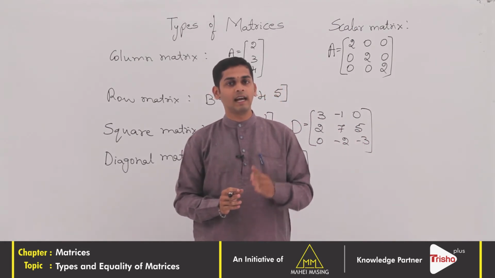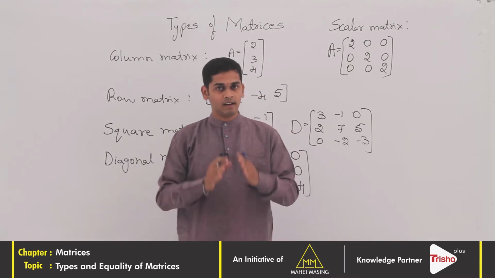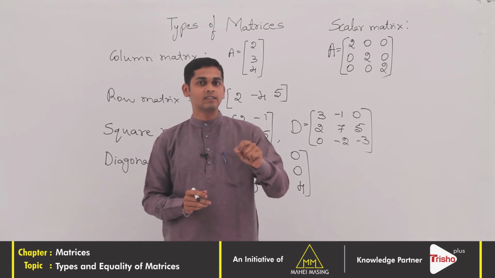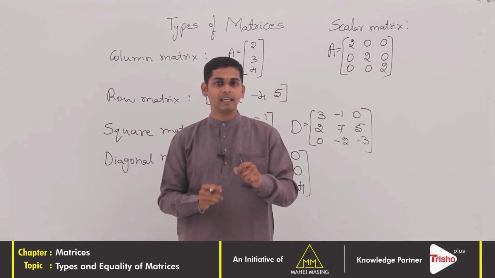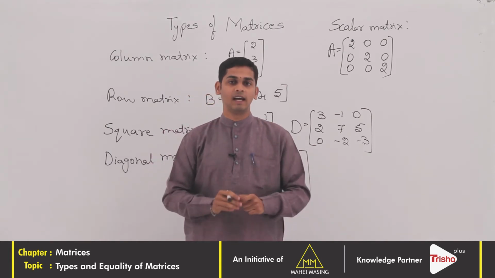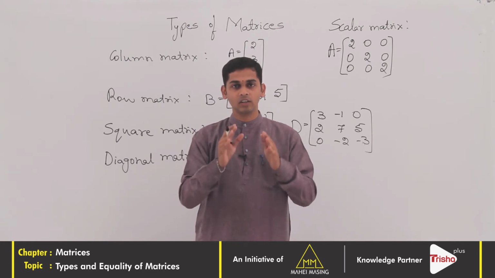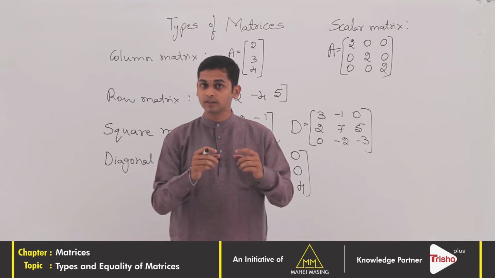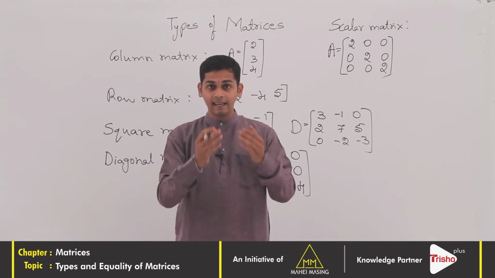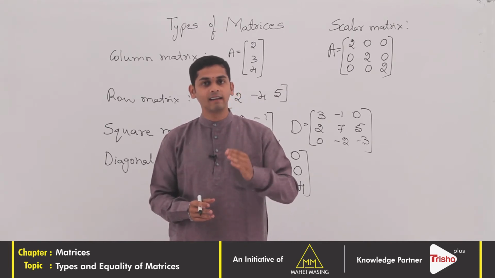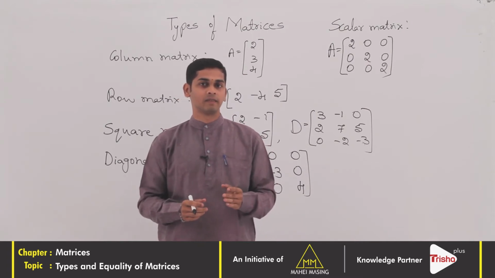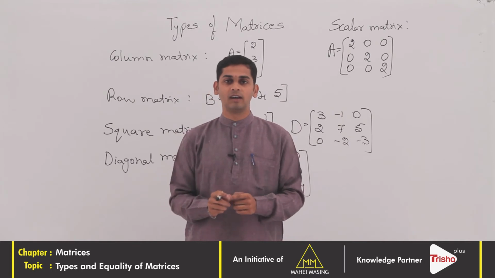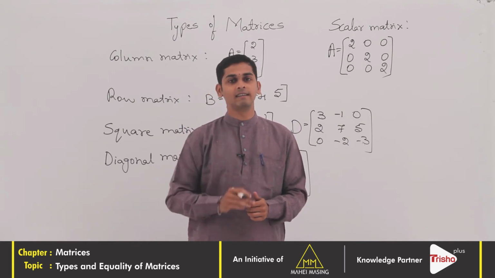How to define an identity matrix? A diagonal matrix in which each diagonal entry is 1 is called an identity matrix or unit matrix. So to define an identity matrix, it should be a square matrix and a diagonal matrix. A diagonal matrix in which each diagonal entry is 1 is called a unit matrix or identity matrix.